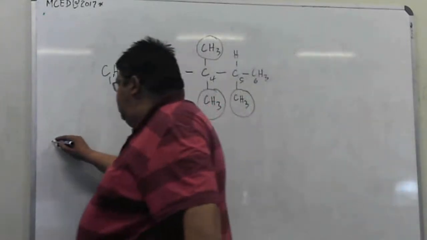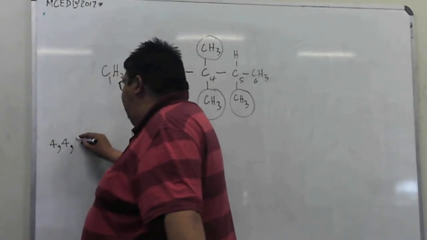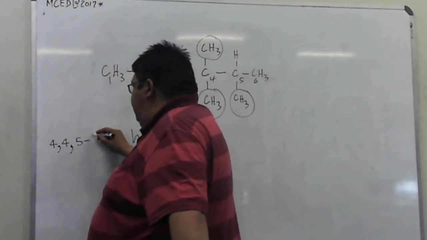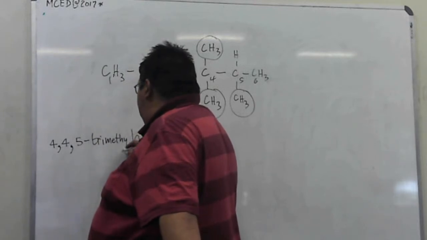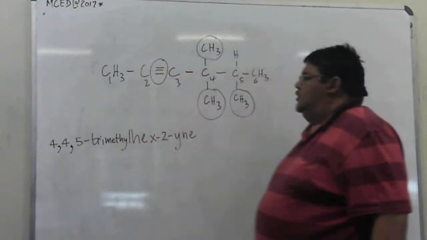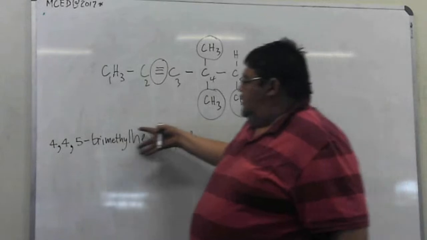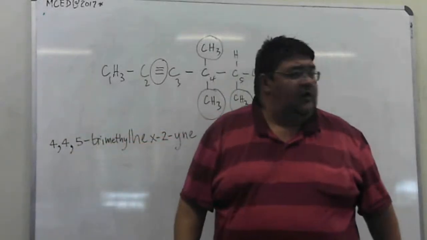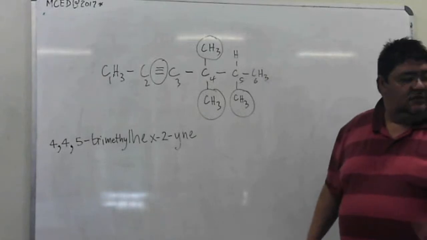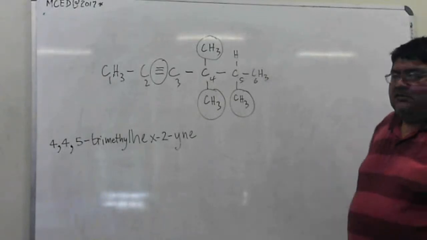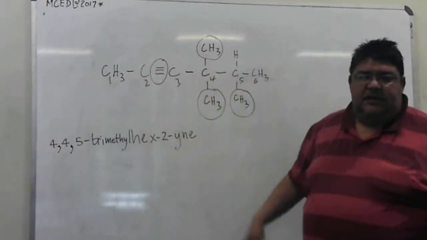So it is 4, 4, 5 trimethyl hexyne. So that would be the IUPAC name for that particular molecule.